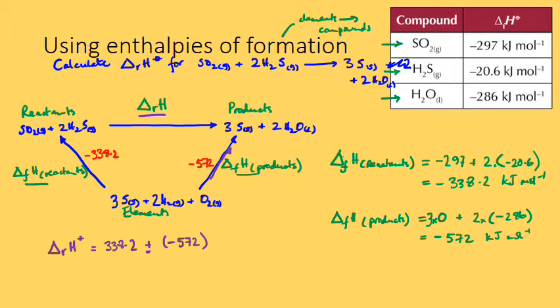Okay, so that is root 2, positive 338.2 plus a minus 572 kilojoules, and we work that out, and that comes out at minus 233.8 according to my calculator, and that of course is in kilojoules per mole. And there is the answer to our question, which was up here: calculate the enthalpy change of reaction for that reaction. And we have done so.